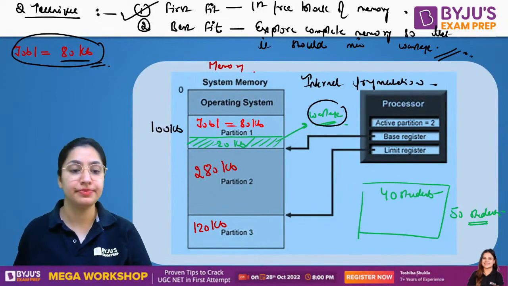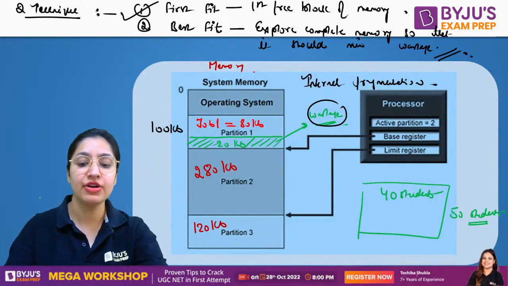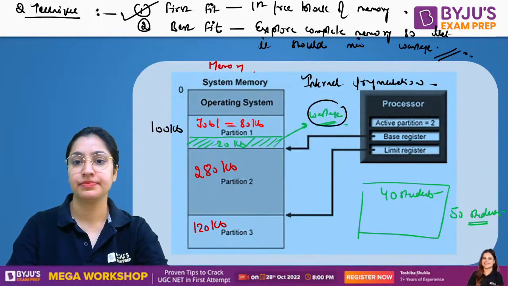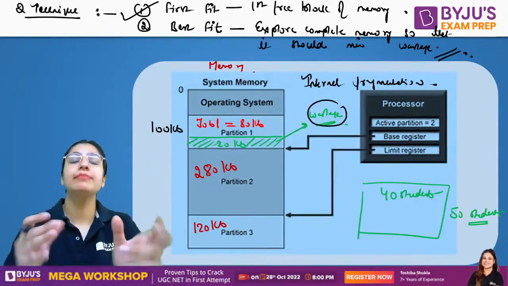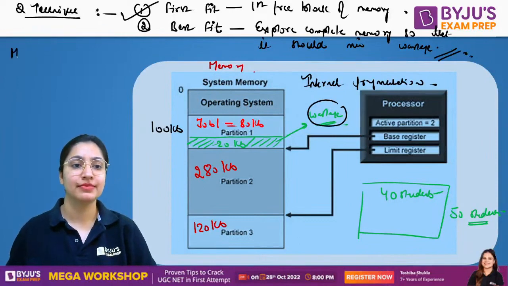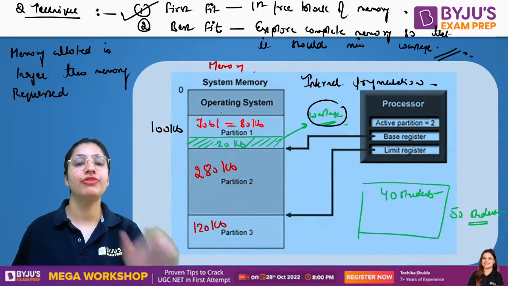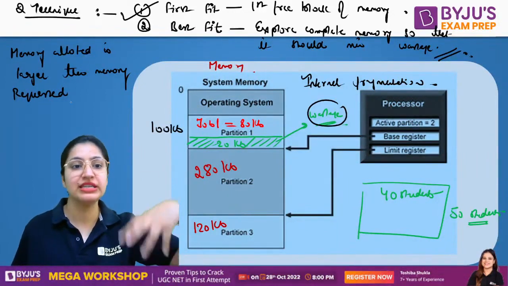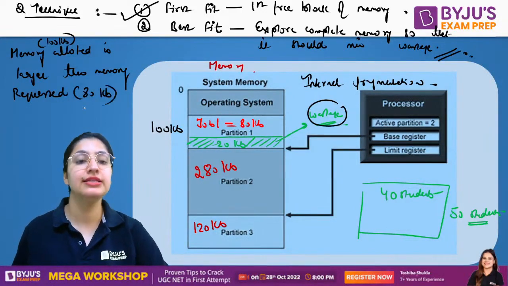Please note down, everyone, that this type of fragmentation occurs when memory is larger and the process requirement is smaller. Here, memory allotted to the process is larger than the memory requested. Job is requesting only 80 KB, but we are allotting it 100 KB. So I can say memory allotted is larger than memory requested. Obviously, there's a difference, right? Memory allotted here is equal to 100 KB, and memory requested here is equal to 80 KB.